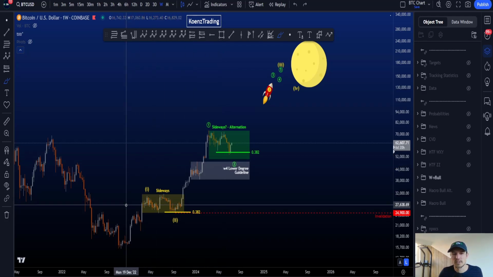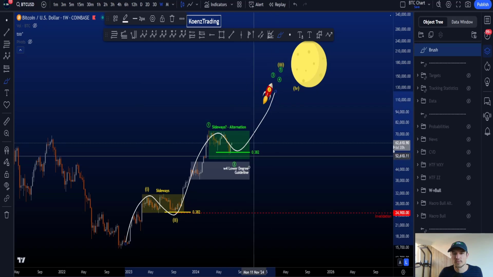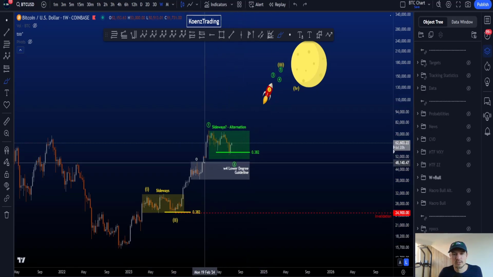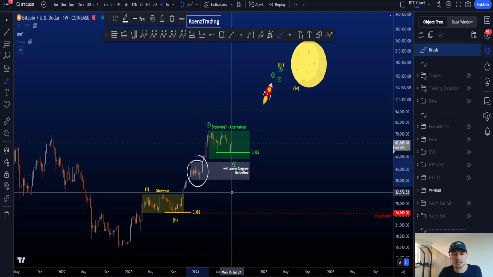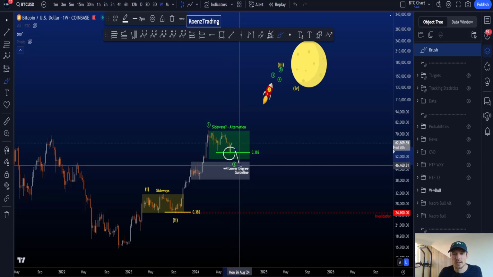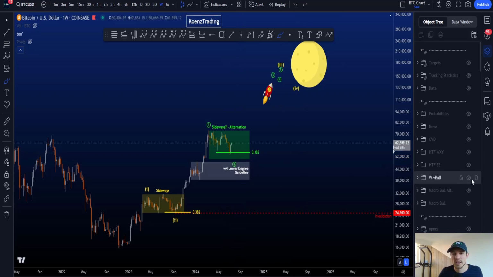And the second reason is, if you have an impulse 1, 2, 3, 4, 5, then the wave 4 of a higher degree most commonly retraces to the wave 4 of a lower degree. That's also an Elliott wave guideline, but as you can see currently we have not hit the white box, and therefore we have to consider this range not to be a wave 4.